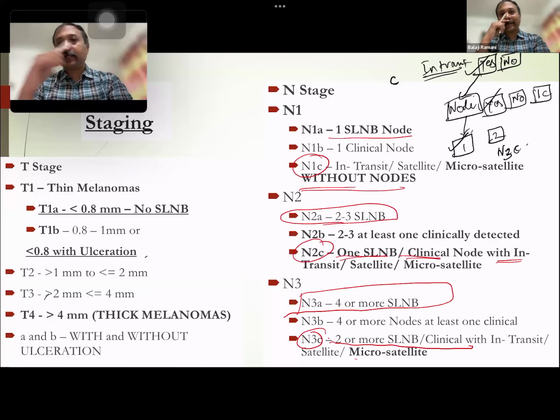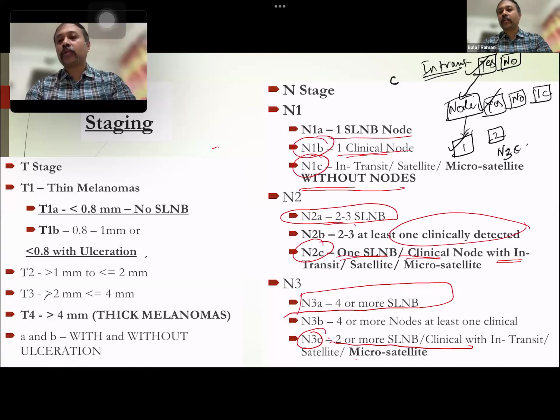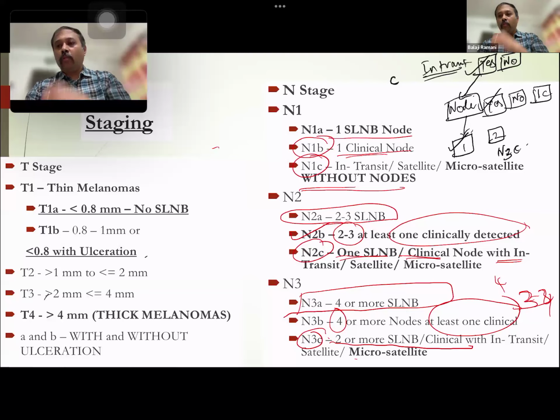Then you look at the clinical nodes. So then you look at the numbers basically. So if it is only one clinical node, it is N1B. At least one clinical node plus other nodes, total number is 2 to 3, then it is N2B. Total number of nodes is 4, of which one is clinical. If it is 3 to 4 nodes which are detected, so 1 plus 3 will make it 4. So total number should be 4, then it becomes an N3 lesion.